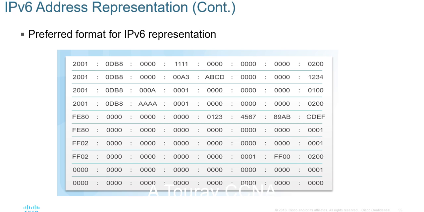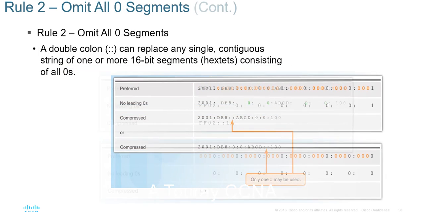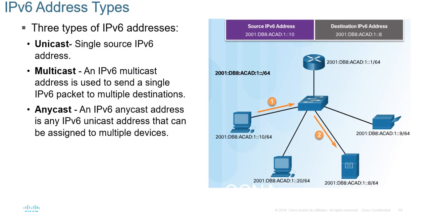But if you don't want it this way, you can always reduce your IPv6 address to something small, and I'm going to show you guys how to do this. This is the preferred format. But if this is difficult for you, you can reduce the size of this address. In order to reduce the IPv6 address size, you can first omit leading zeros, and then later use zero compression to further reduce the address. So let's look at that.